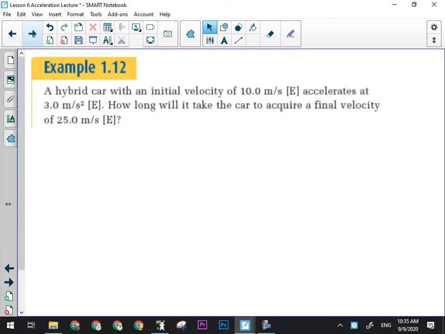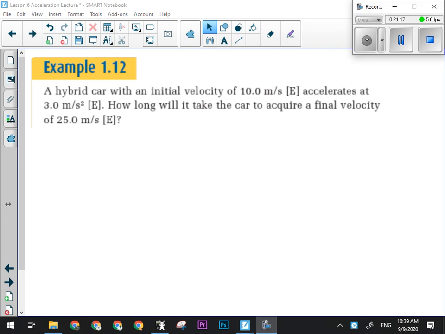Okay, I want you guys to try that one. That uses the formula we just went over. So we have a hybrid car with an initial velocity of 10 meters per second east, accelerates at 3.0 meters per second squared east. How long will it take the car to acquire a final velocity of 25 meters per second east?